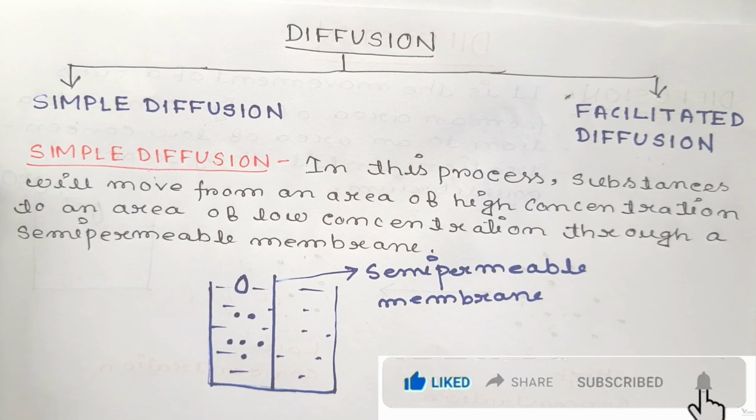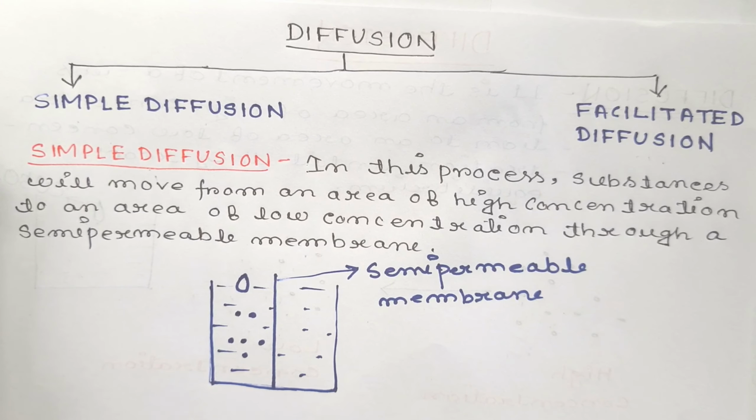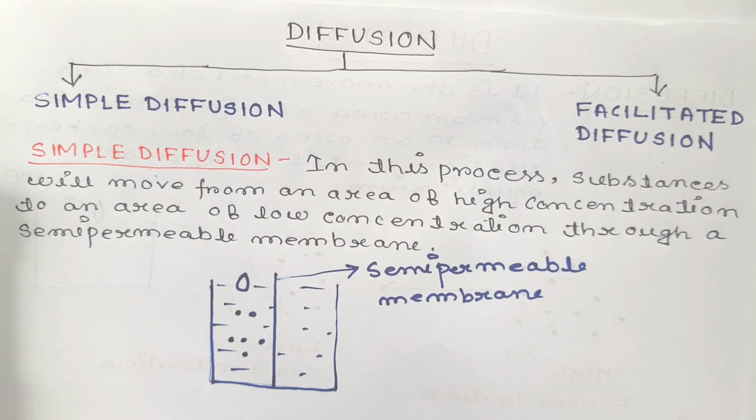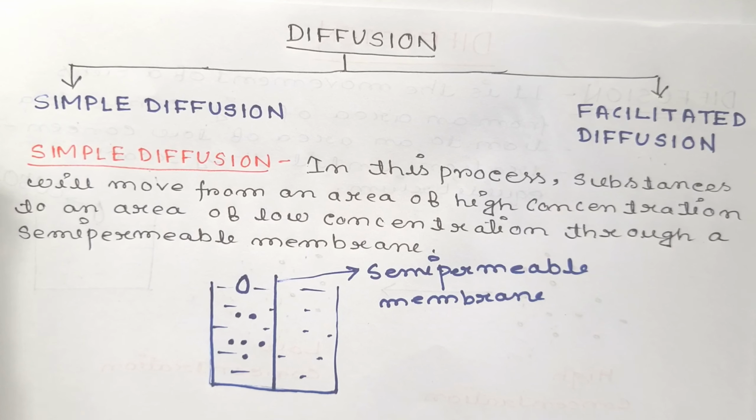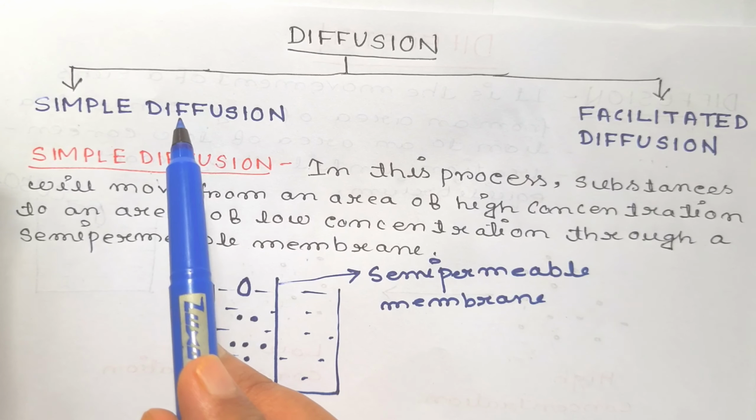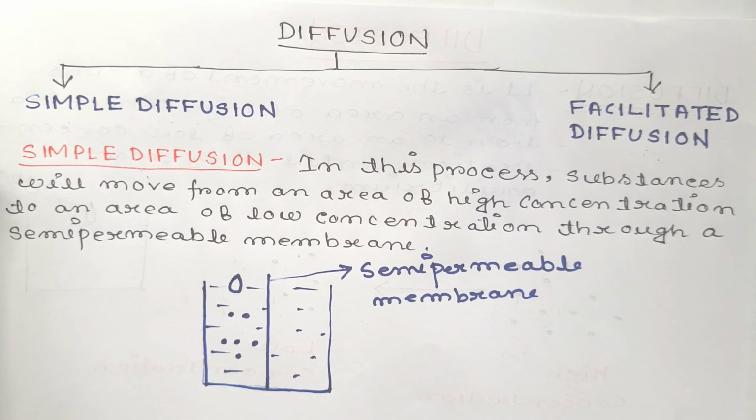In my last video, I discussed the basic concept of diffusion. So I hope you all know that diffusion is basically a movement from an area of high concentration to an area of low concentration. Okay, so today we will discuss the different types of diffusion. Diffusion is mainly two types. One is simple diffusion and another one is facilitated diffusion.